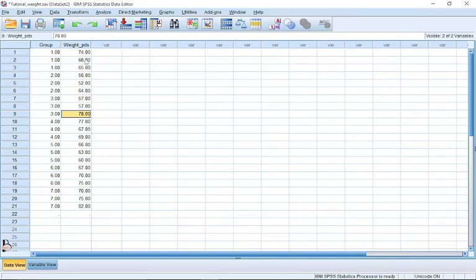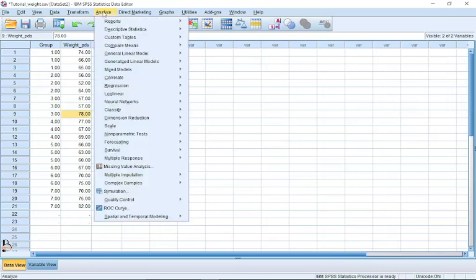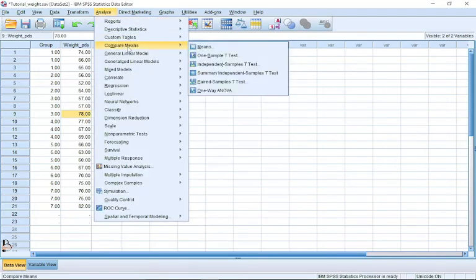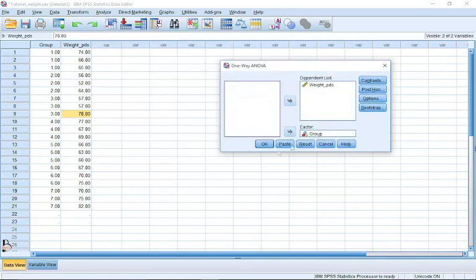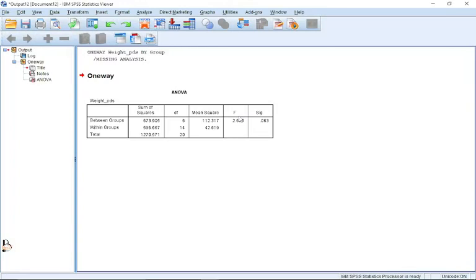We go straight. First and foremost, you analyze, and then you go to compare means, and you go to ANOVA. One-way ANOVA. You can clear whatever you've done here before, reset it, and then we'll take our group to our factor, and we'll take our weight in pounds to our dependent list, and you run your ANOVA. Now, having run our ANOVA, our focus is here under the significance. This is between groups and within groups. The overall significance of what we've done here is 0.063.